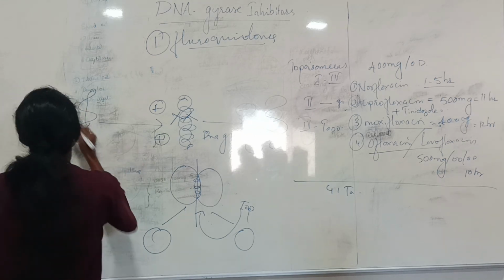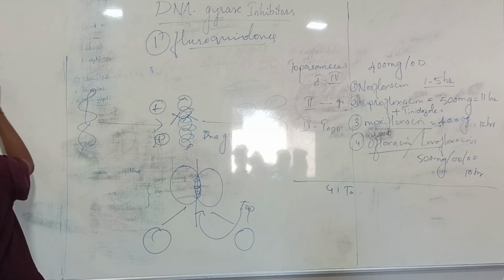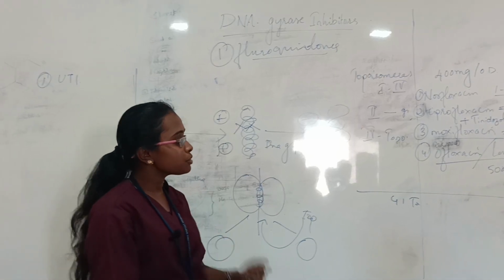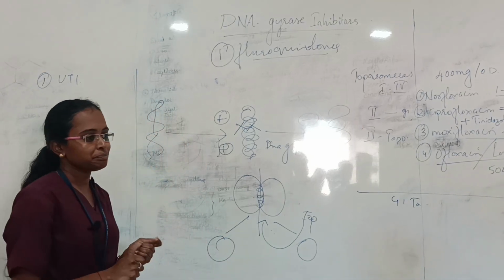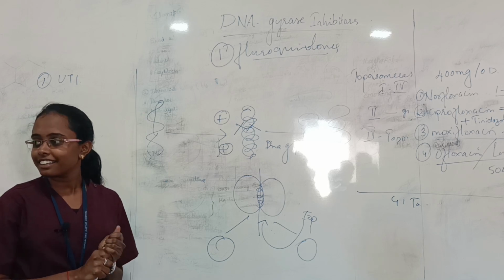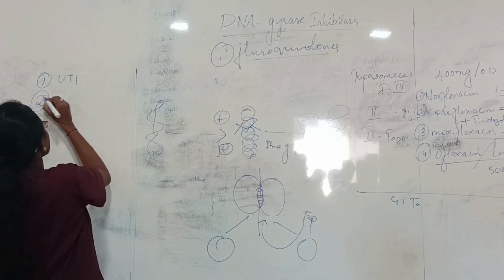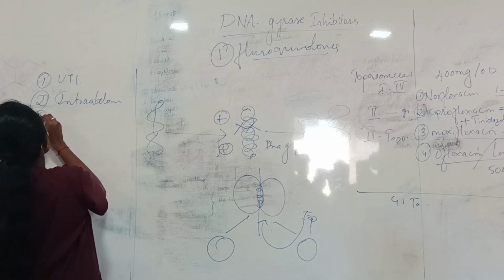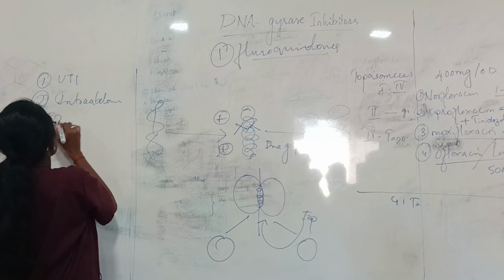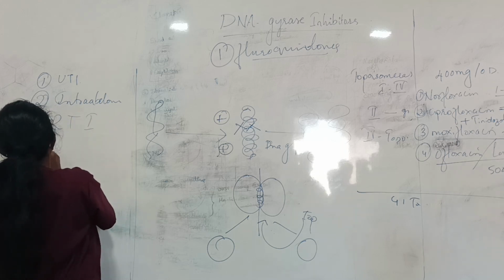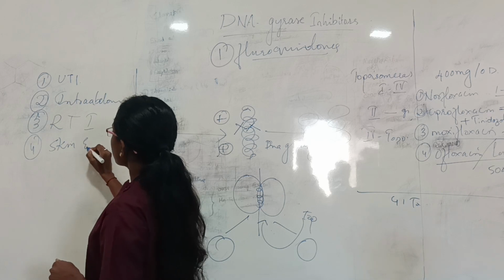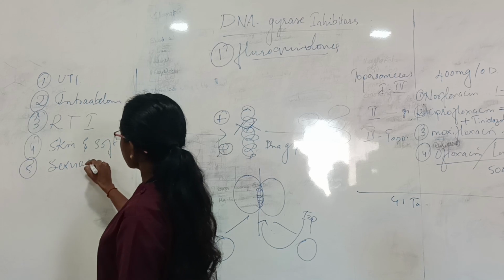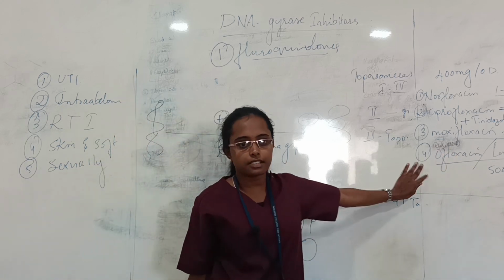Indications: UTI. I said UTI, no? Now tell me which drug will be used for UTI. Correct. And UTI, intra-abdominal infections, respiratory tract infections, skin and soft tissue infections, or sexually transmitted infections. These are the indications of these drugs.